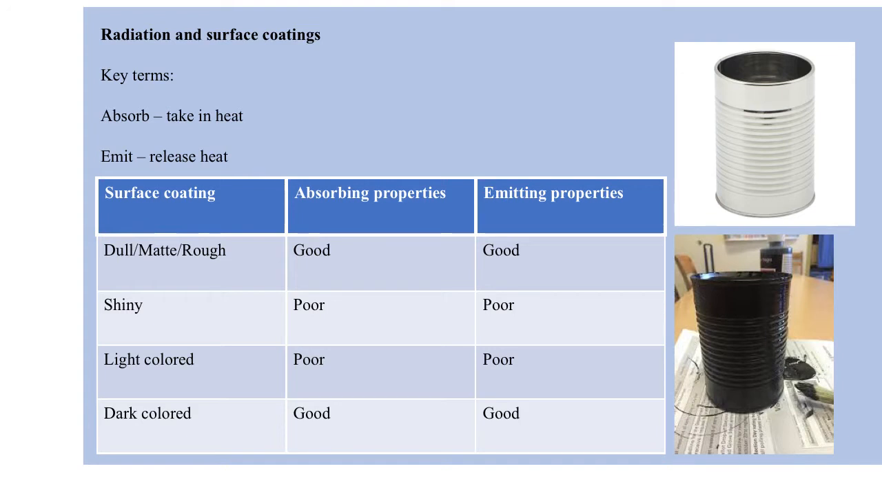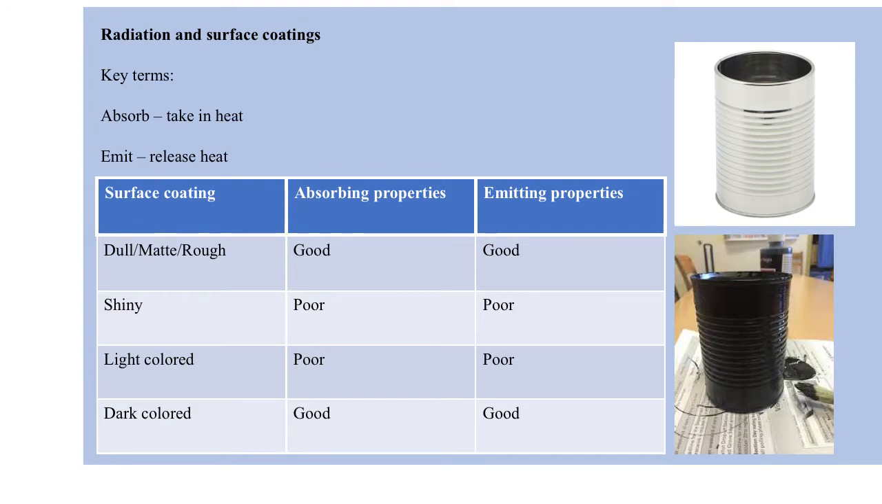And we need to know the effects of 4 surface coatings on this. Okay, so my first one is a dull, matte or rough surface. So if it's matte, just means it's not shiny. Okay, now something which isn't shiny is very good at absorbing heat. It will heat up very quickly. And it will also emit heat very quickly. Okay, so we've got 2 things there.